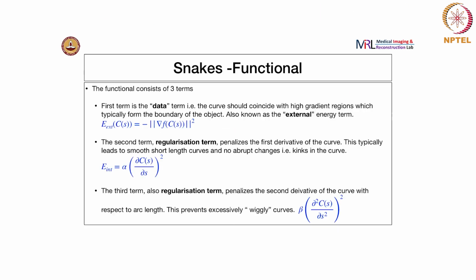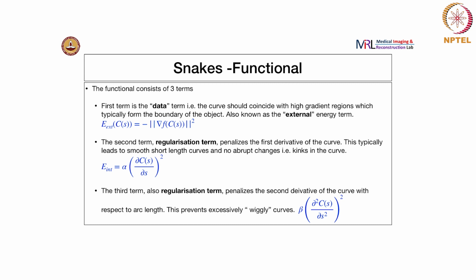Likewise, just to get a better understanding of the snake's functional, consisting of three terms. Like I said, the first term, the data term, says the curve should coincide with high gradient regions, which typically form the boundary of the object. In medical imaging, and in a lot of situations, the boundary does have high gradients. In the paper they sometimes refer to this as the external energy term.